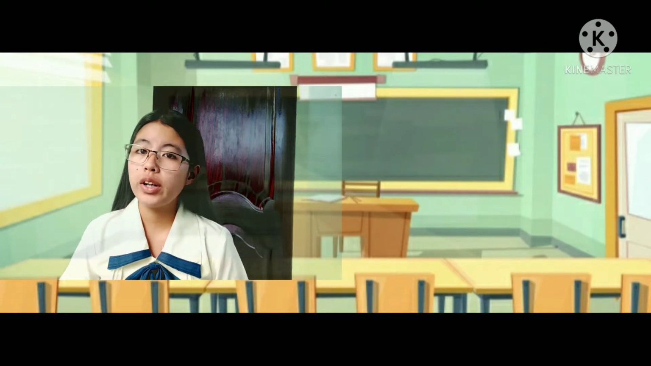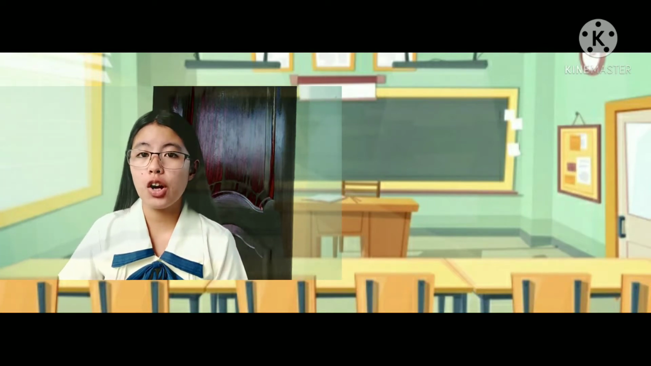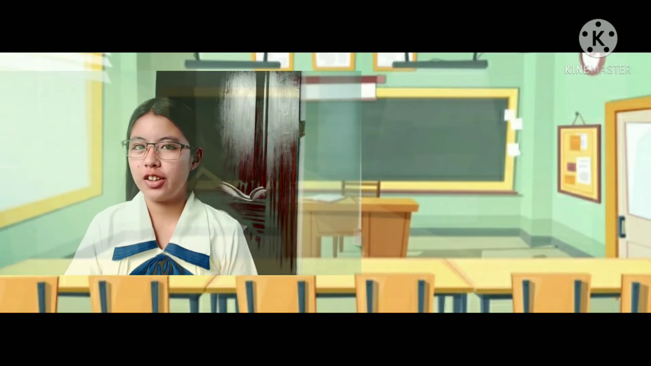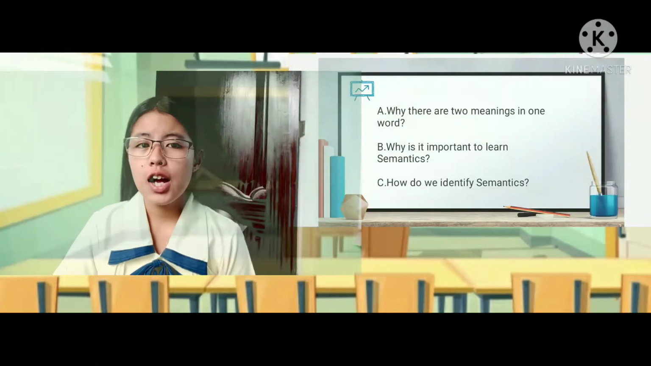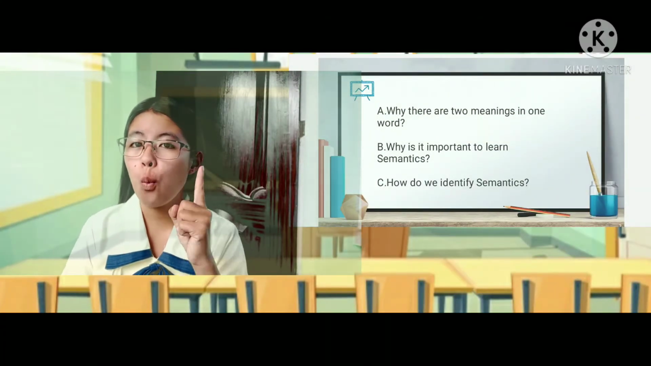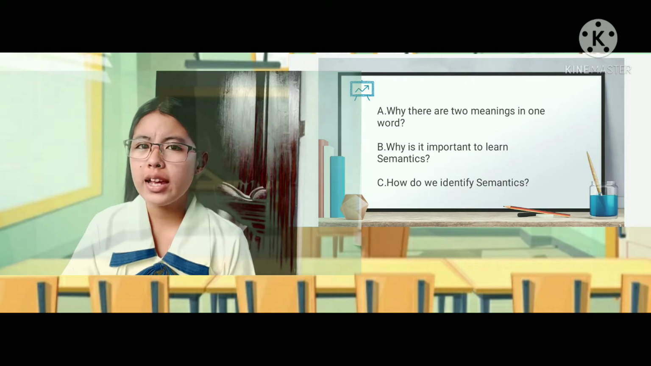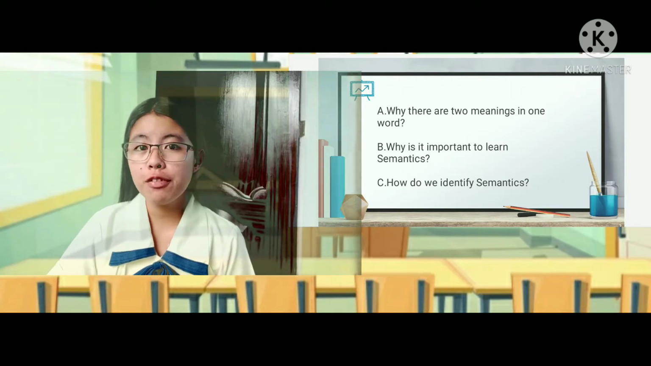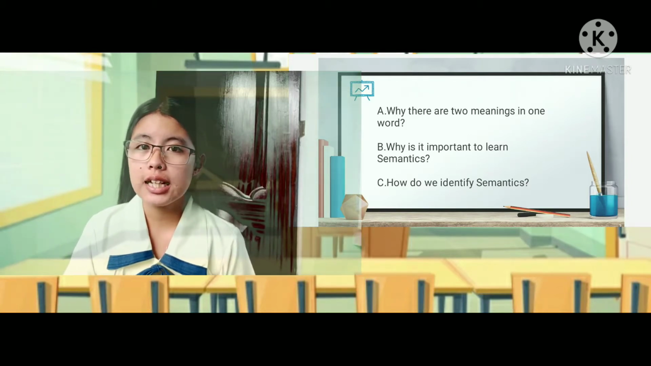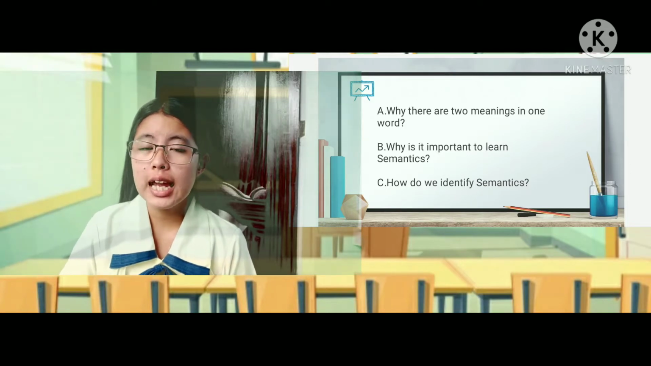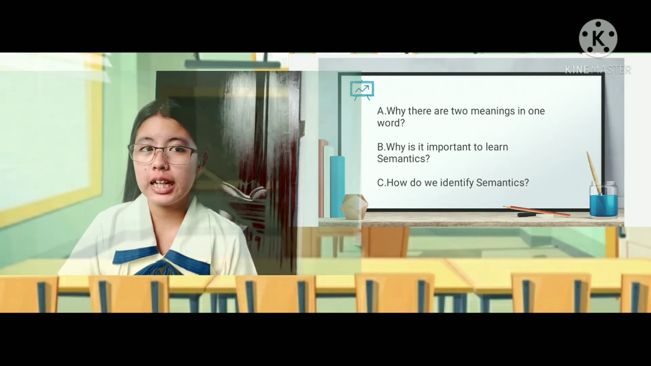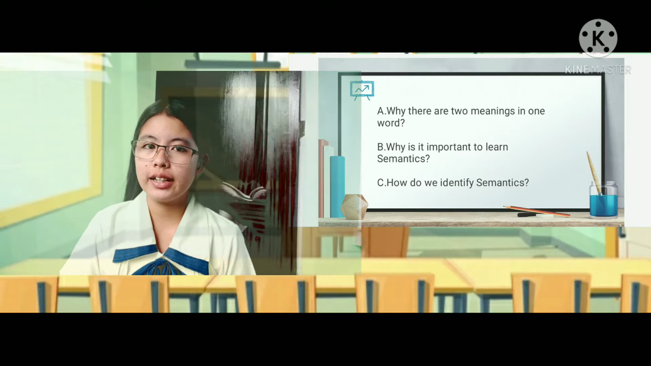Now, since we're done knowing other interpretations of meaning of the words, I have here some questions. First question. Why are there 2 meanings in one word? That's because the other important element of language is context. The more of these words included in a language, the faster and more efficiently people could understand.